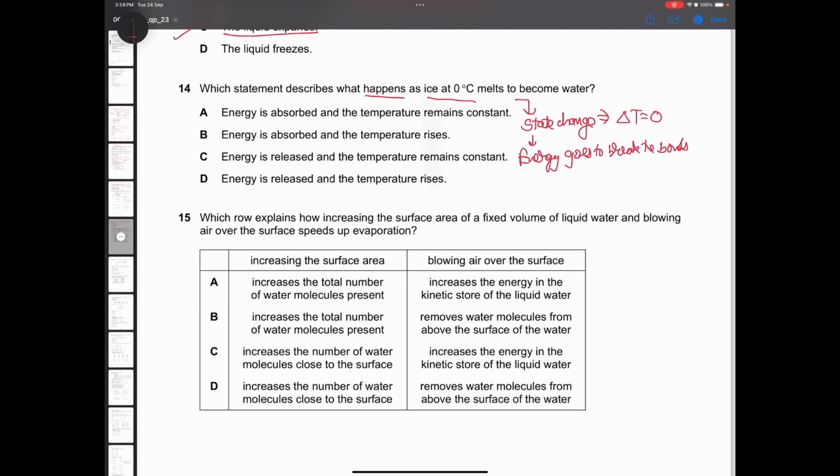Now, it is going from ice to water. Ice has less energy, water has more energy in terms of temperature. Ice temperature is very low, water's temperature is more. So, ice must be absorbing energy and the temperature must stay constant during state change. So, option A is the correct one.